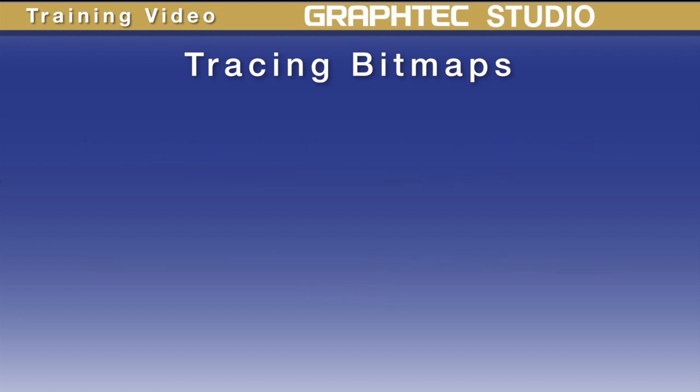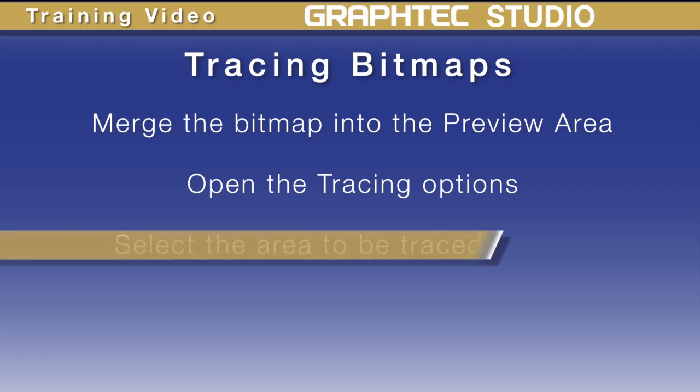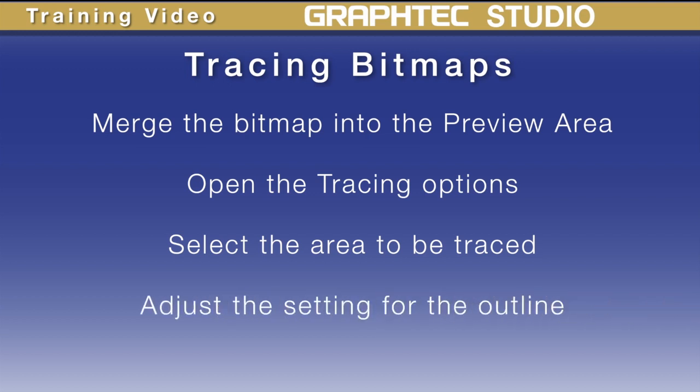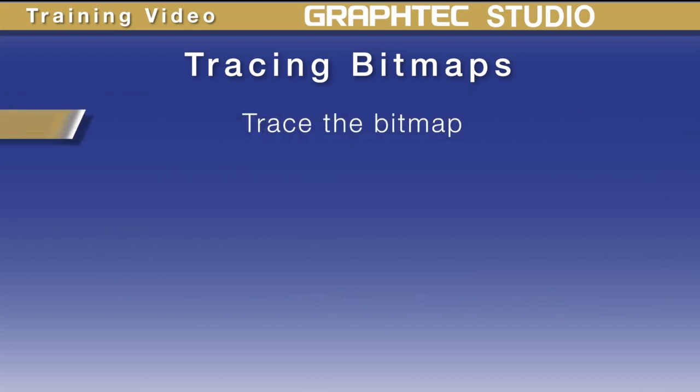There are 5 steps to trace a bitmap, the first being to merge the bitmap into the preview area. Open the tracing options in the side panel by clicking on the Trace tool icon. Select an area of the object or the whole bitmap to be traced. Adjust the setting for the outline. And finally, trace the bitmap.